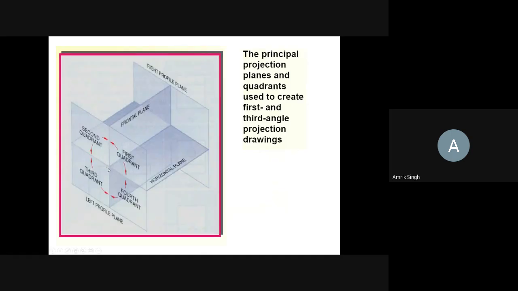So now you see the quadrants which I was talking about. So this is a horizontal plane. It is a front plane or vertical plane. So first quadrant, second quadrant, third quadrant, and the fourth quadrant. So it is a right profile plane, as I told. It is a left profile plane. And if there is a plane which is inclined, that will be the auxiliary plane. So that we have discussed. Okay.